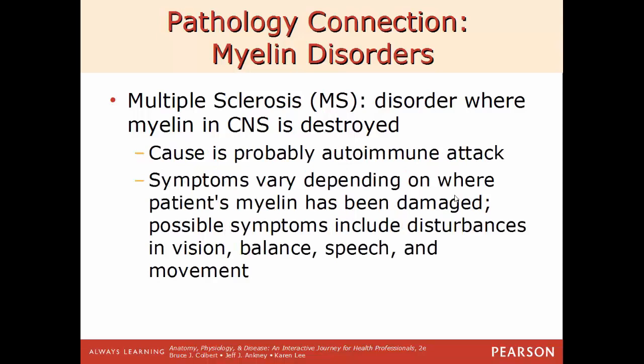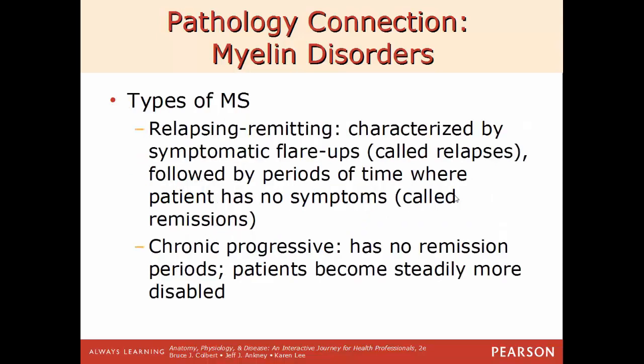Now, the cause of MS is probably an autoimmune condition, and the symptoms will vary depending on where the patient's myelin has been damaged. Now, some possible symptoms include vision disturbances, balance, speech, movement. Now, there are multiple types of MS. The first one, relapsing remitting. This is characterized by a symptomatic flare-up, called a relapse, followed by periods of time where the patient is asymptomatic, called remission. There's a constant back and forth. You're having a flare-up, then going for a long period of time with no symptoms at all.